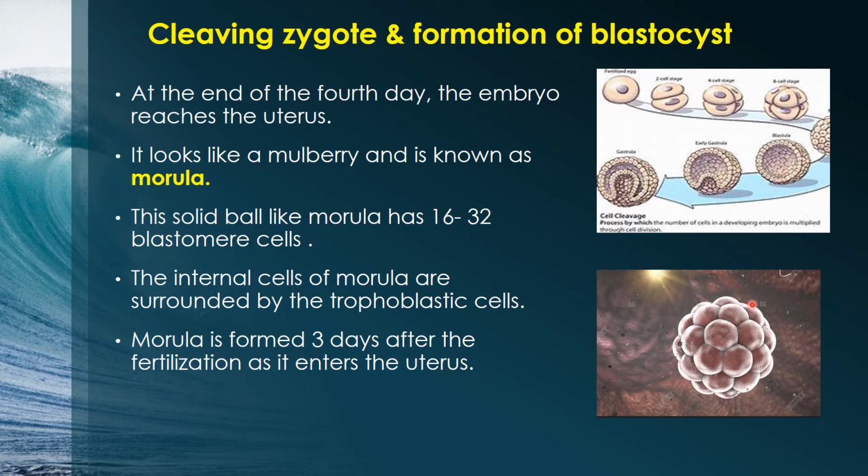Now you can see here that at the end of the fourth day, the morula embryo reaches the uterus, and it looks like a mulberry, and it is known as the morula, and it is 16 to 32 blastomere cells, and internally they are surrounded by the trophoblastic cells, and it is formed 3 days after the fertilization, as it is entering towards the uterus.